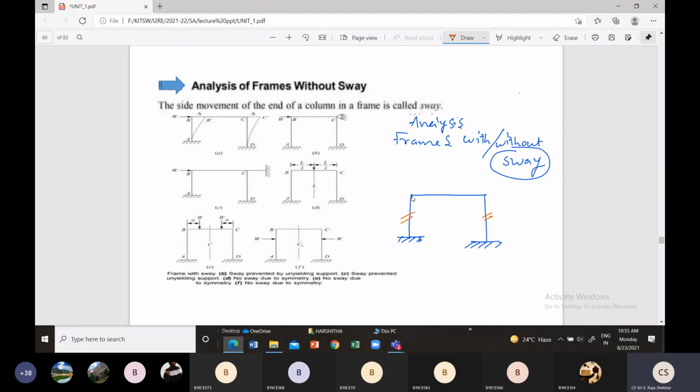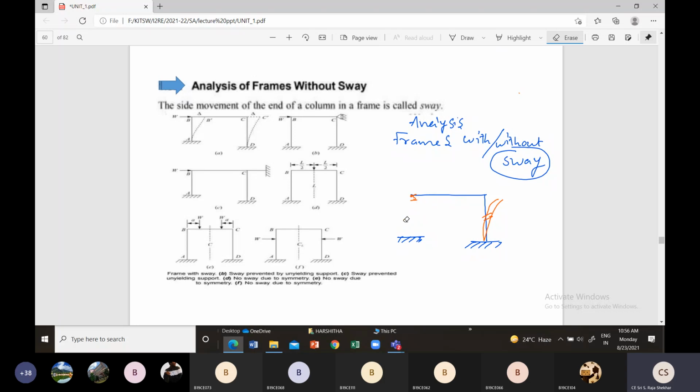This is side movement. So this is the movement of the column. Let us suppose this is delta. Side movement of the end of the column is called sway. So this is the side movement. So this is nothing but sway.